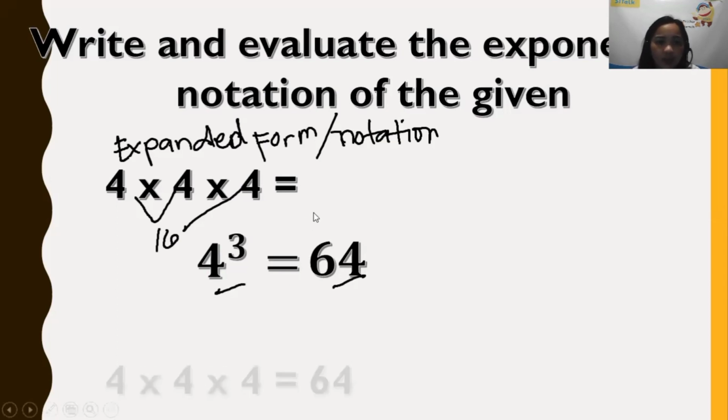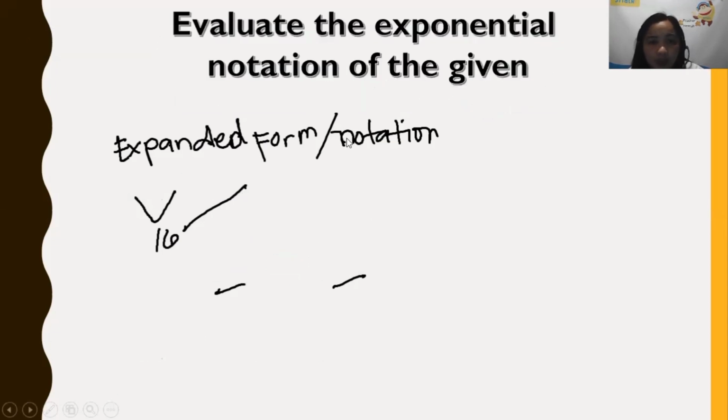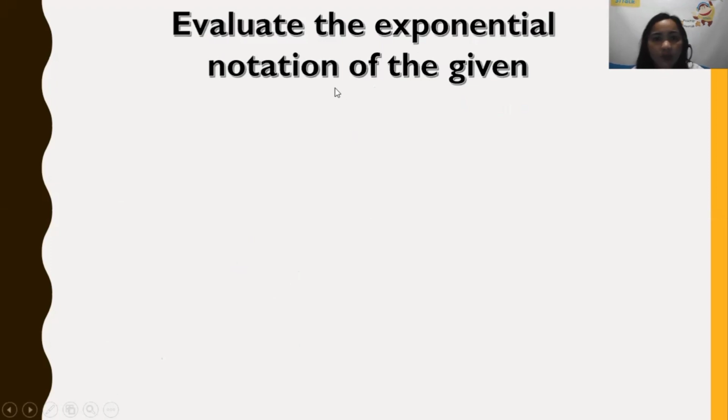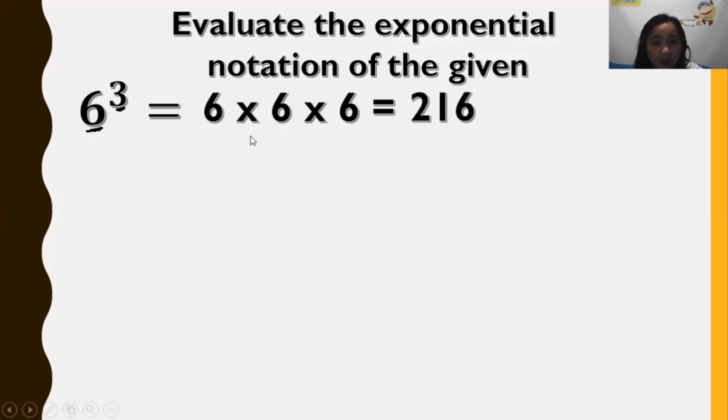Now let's have another given. So that is 4 times 4 times 4 equals 64. Let's have another given here. Evaluate the exponential notation of the given. We have 6 cubed. Okay, that is how we read 6 cubed. So meaning our base here, this is our base and this is our exponent. So the answer is 6 times 6 times 6. This is what we call expanded notation. And that is equal to 216.